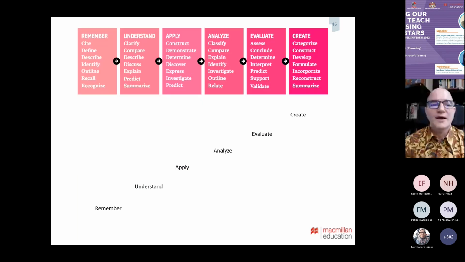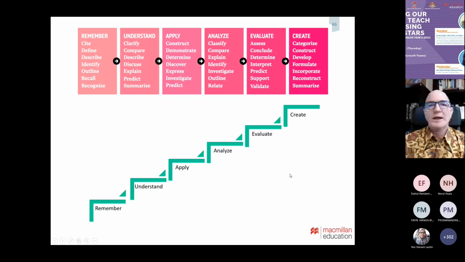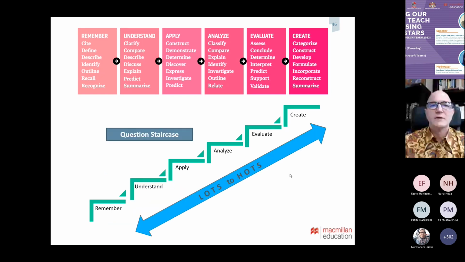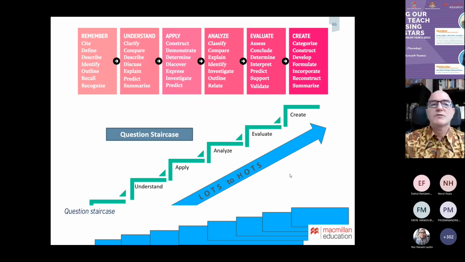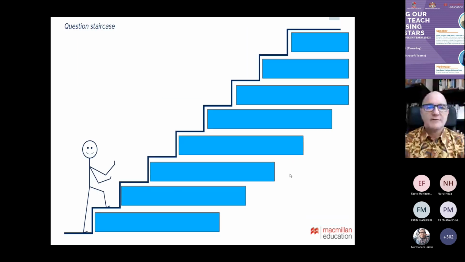Now within those elements of the taxonomy of the domain, we have these really nice verbs. These verbs can be quite confusing and probably are only good for teachers. These verbs wouldn't be good to introduce to our year 6 students because they're very challenging vocabulary. So what I like to do is use what we call the question staircase. To take us from LOTS to HOTS, we have a lovely staircase.